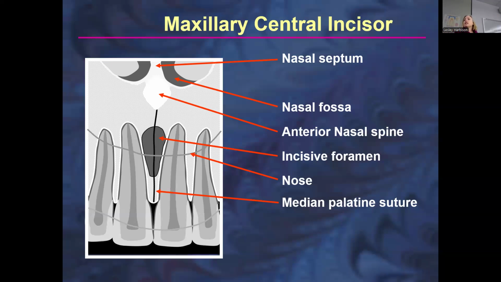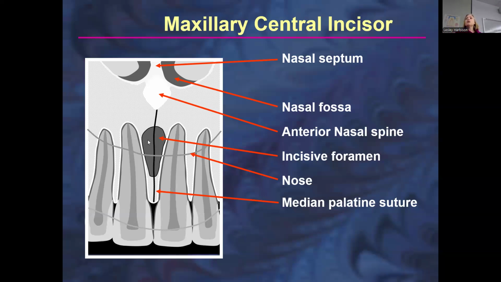So we have the nasal fossa that's radiolucent, the nasal septum that's radiopaque, and then the anterior nasal spine, which kind of looks like a little bit of a white triangle, maybe. If you have a skull and everything removed, you know how the bone kind of curves up and out a little bit into a point at the nose. That's the anterior nasal spine.